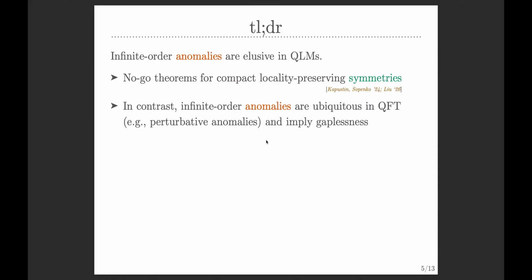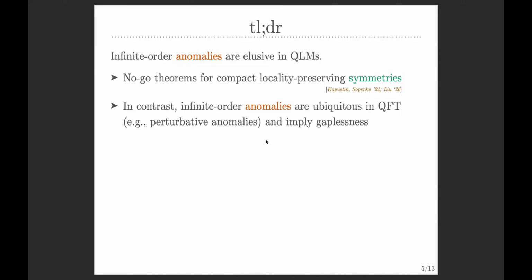So we just talked about the order of an anomaly. And infinite order anomalies are very elusive in quantum lattice models. And in fact, there are no-go theorems proven that say, with some more assumptions, that if you have a compact locality preserving symmetry in the types of quantum lattice model systems I'm considering, all anomalies have finite order. Okay.